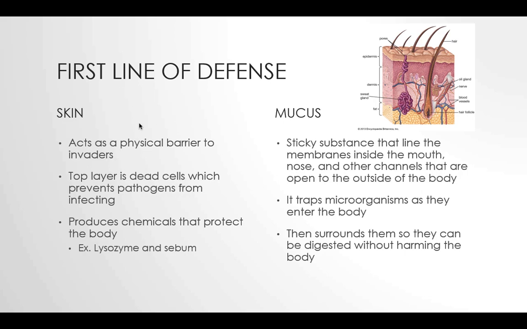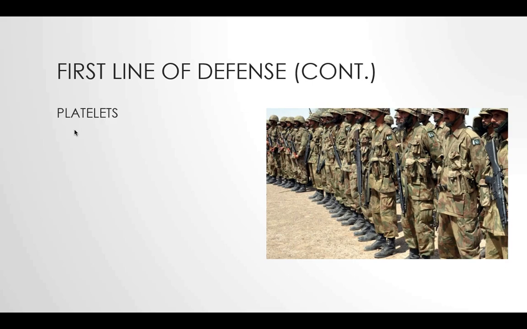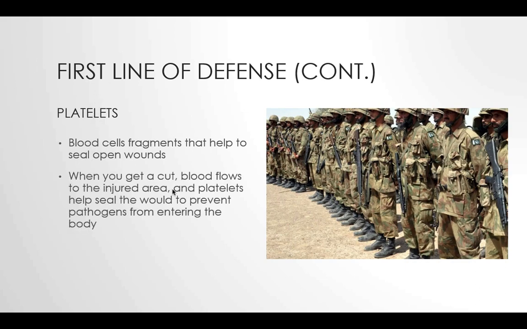There's one more in the first line of defense, and it's called platelets. Okay, platelets are actually blood cell fragments. They're not whole cells, they're pieces of blood cells, but what they do is they help seal open wounds. So if you get an open wound, to prevent infection, they go to the side of the wound and they seal the open wounds. They're really helpful. So we have skin, mucus, and platelets that are in our first line of defense.